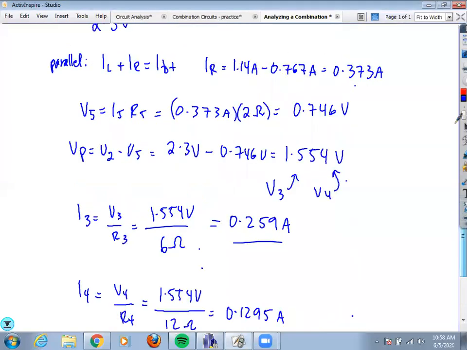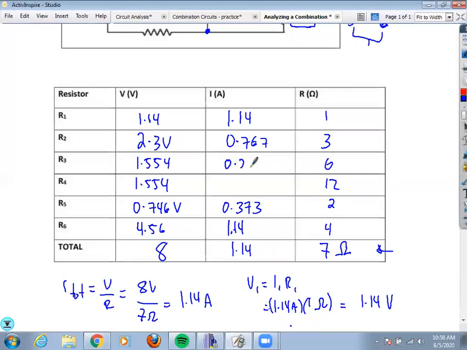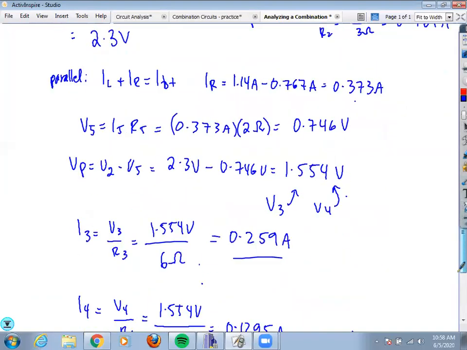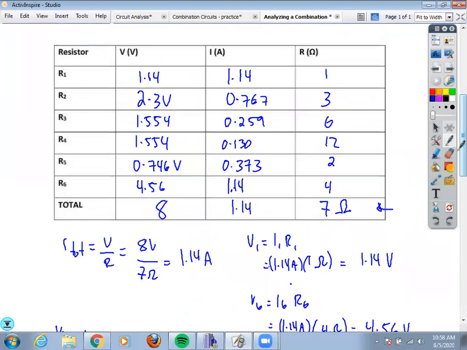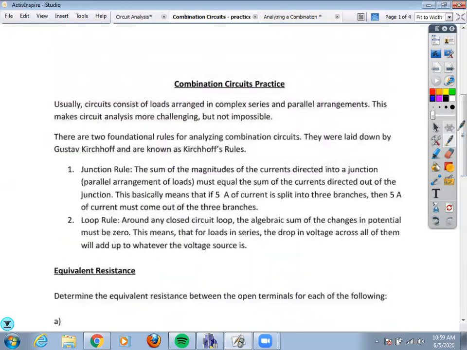0.259 is I3. And I4 is about 0.130. And that would be the current for I3, I4. So those are the answers for the practice question at the end of the note set, the first one that we had for combination circuits, which is tied into the series and parallel notes. Okay, move on to the practice worksheet.